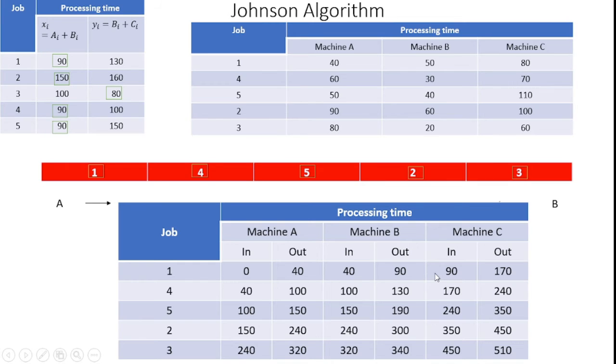After that, without delaying, machine C is started. 90 is the entering time of job 1 into machine C, and then the processing time of machine C is 80. 90 plus 80, 170. Likewise, I can write the sequencing minutes for job 1 with all machines, that are machine A, machine B and machine C.